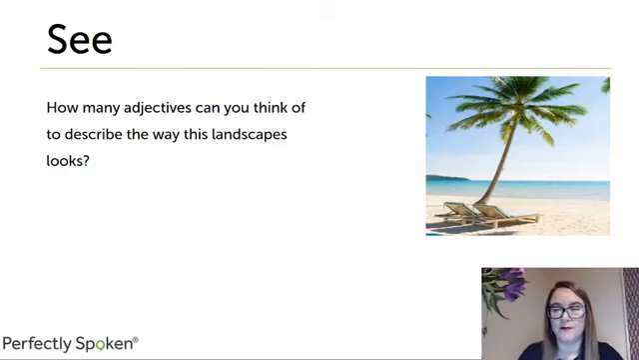Okay, let's move on to a different verb. Let's look at looks. So have a look at the picture. How many adjectives can you think of to describe the way this landscape looks? So pause the slide. See how many adjectives you can think of. Again, there are numerous examples, so we'll just have a look at a few, but there's lots of different possibilities that you could have had.